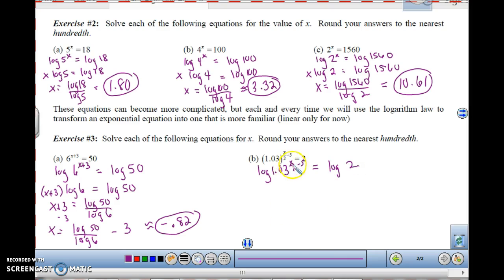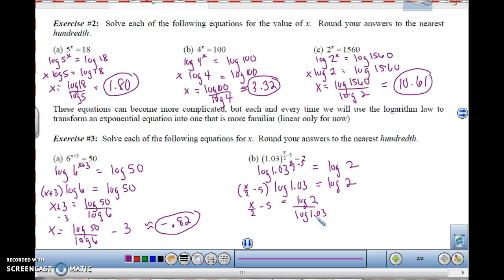All right, the x over 2 minus 5 goes out front. I'm going to put it in parentheses so I don't accidentally multiply something I shouldn't. Log of 1.03 is equal to the log of 2. I want to get the x by itself, so I want to divide by log of 1.03. So this is x over 2 minus 5 is equal to the log of 2 over the log of 1.03.